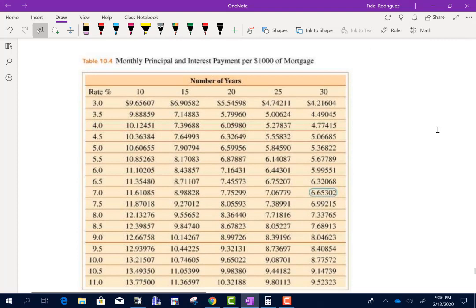Okay, so this next part here that you have in your notes is something called the monthly principal and interest payment per $1,000 worth of mortgage, okay? So first thing I want you to notice, we have interest rates going up and down here. Interest rates going up and down. And then we have the number of years going left and right, okay? So we're going to use this table. I'm going to show you how we're going to use it.